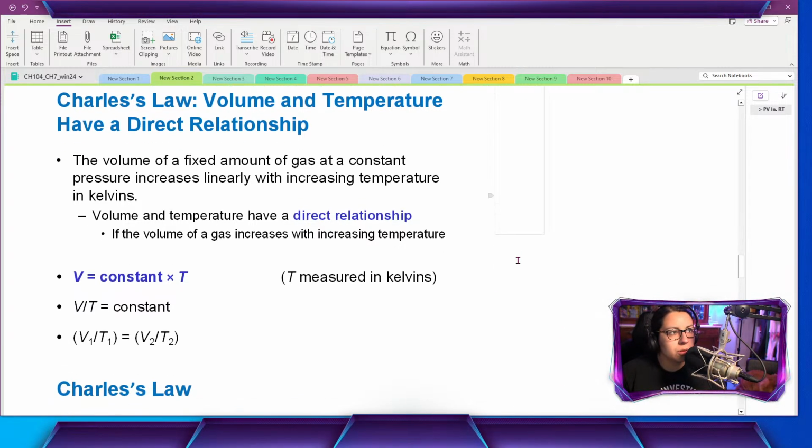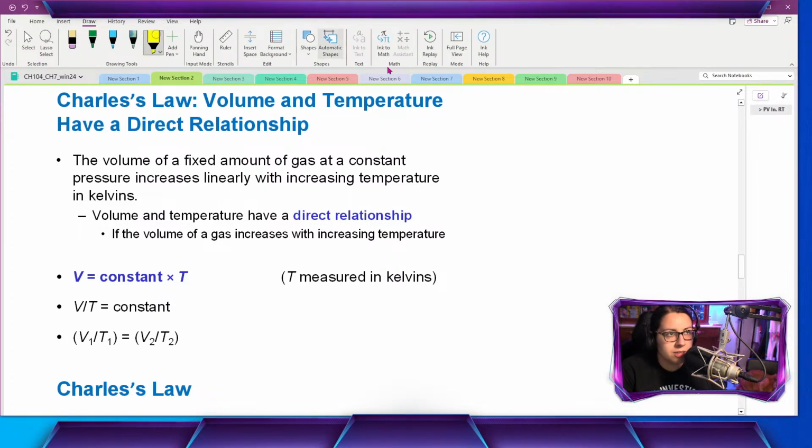And the next one we'll examine is Charles's law. So this is looking at our volume-temperature relationship. Now we're saying that the volume of a gas at a constant pressure, and this is key here, because we want to hold that pressure constant, is going to increase with increasing temperature.